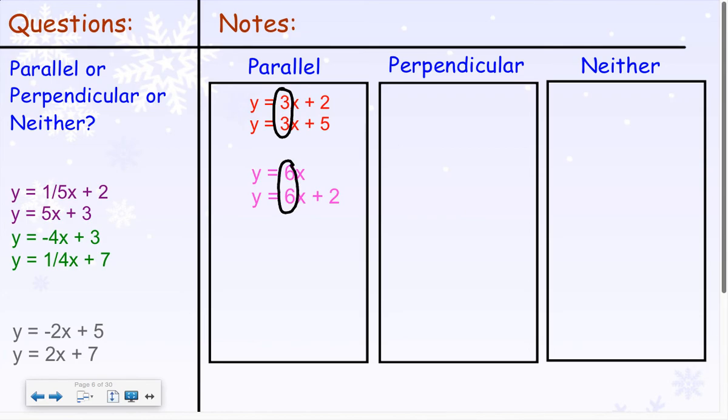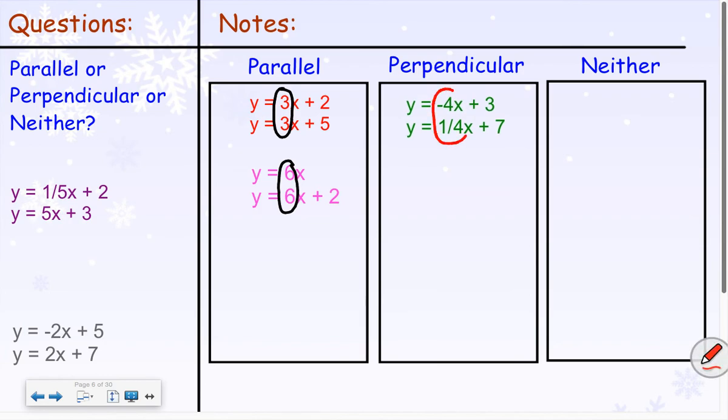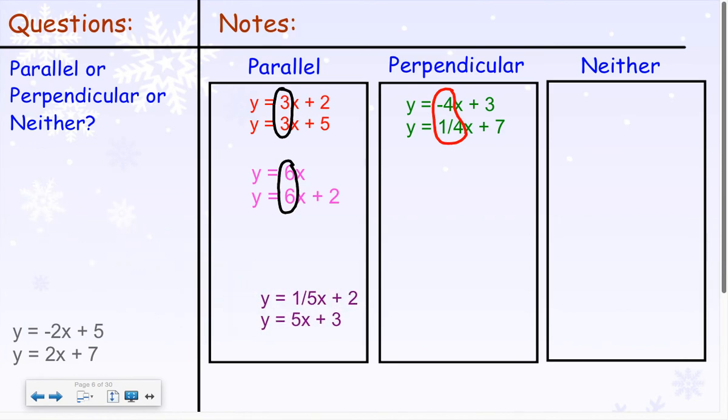Let's see if we have any that are flipped and changed. Well, if I take -4 and flip and change it, I would get 1/4. So -4 and 1/4 are flipped and changed. Now let's look at this 1/5 and 5. These ones are flipped, but they're both positive. One of them would have to be negative in order for it to be perpendicular. So that one is neither.